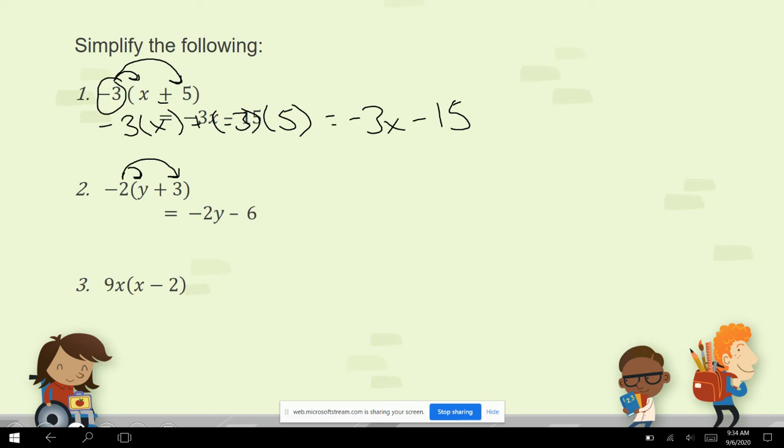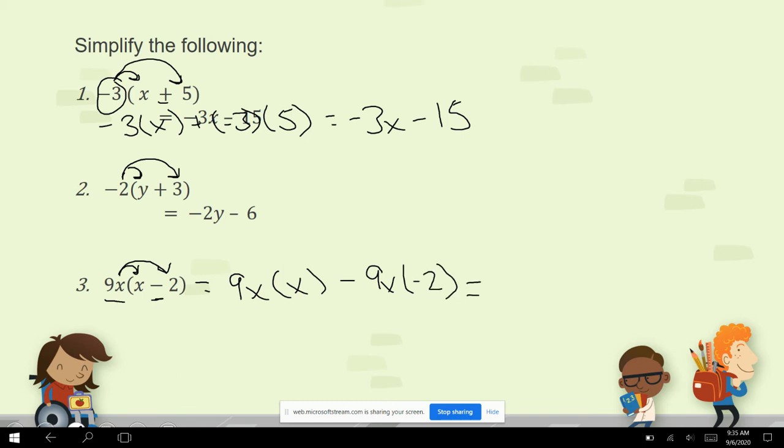Now, 3 is a little bit different. What you should notice that's different about 3 is that now our term is a 9x, so we have a variable on the outside. When we do this initial multiplication, we need to be careful to distribute not just the 9, but the x as well. So the first multiplication is 9x times x minus 9x times, keeping this sign on the inside, negative 2.